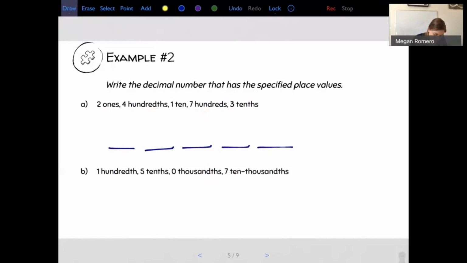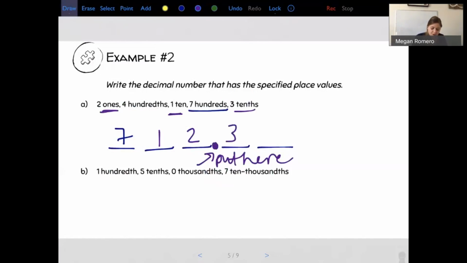Out of the ones, hundredths, tens, hundreds, and tenths, hundreds is the biggest. So it would go to the leftmost end. Next, we would have the tens. And the next lowest would be the ones. Remember, our decimal is always to the right of the ones place, so you would have to put your decimal in this spot. Next, after the decimal, we have the tenths place. And then lastly, our smallest is hundredths. So this number is 712.34.